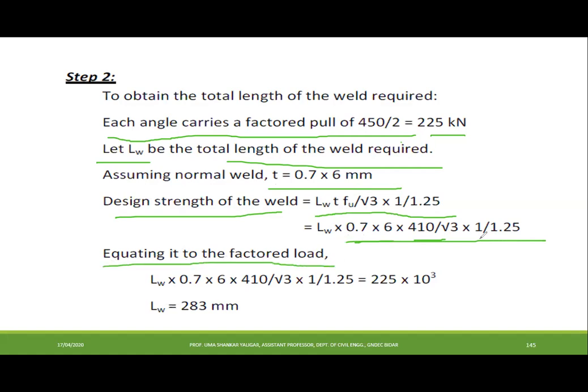Now this is the load, but here the load in each angle is how much? 225. If you equate this to your 225, you will get the length of the weld. It is how much? 283 mm.